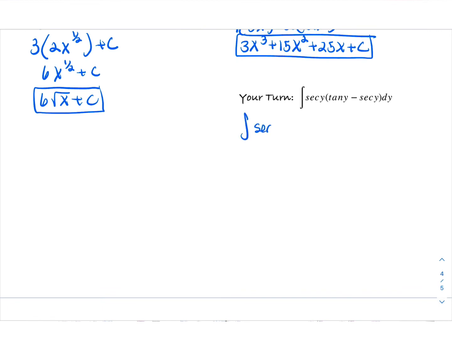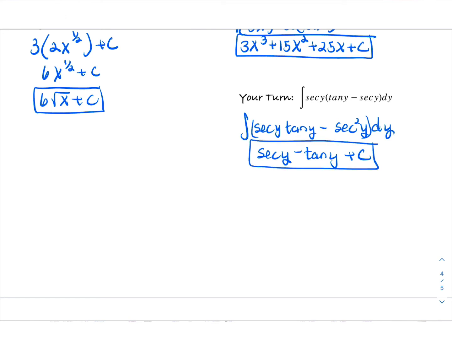So I'm going to distribute the secant y to each term in parentheses to get rid of the parentheses. Then I'm going to use my difference formula and do the integral of the first term minus the integral of the second term. The integral of secant y tangent y is just secant y. The integral of secant squared y is tangent y. And then plus c. So we get secant y minus tangent y plus c.